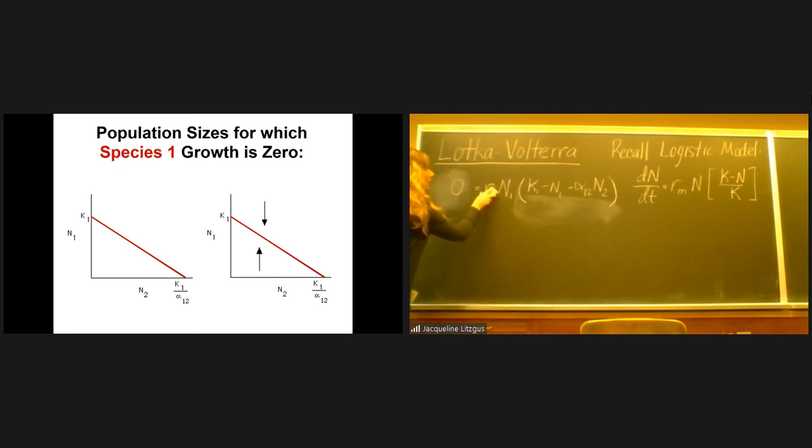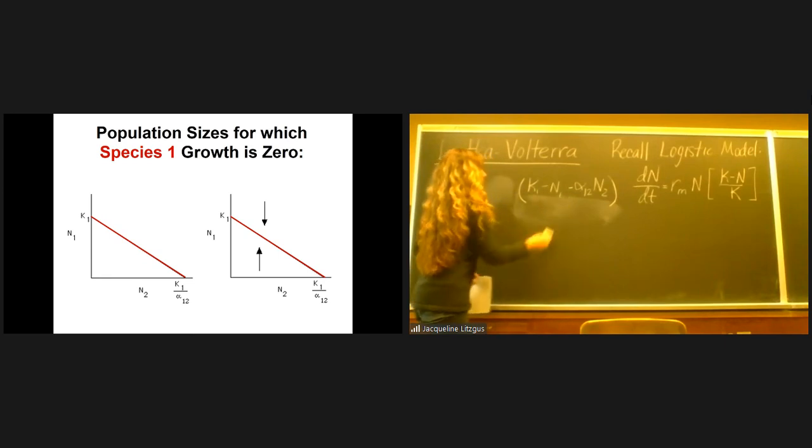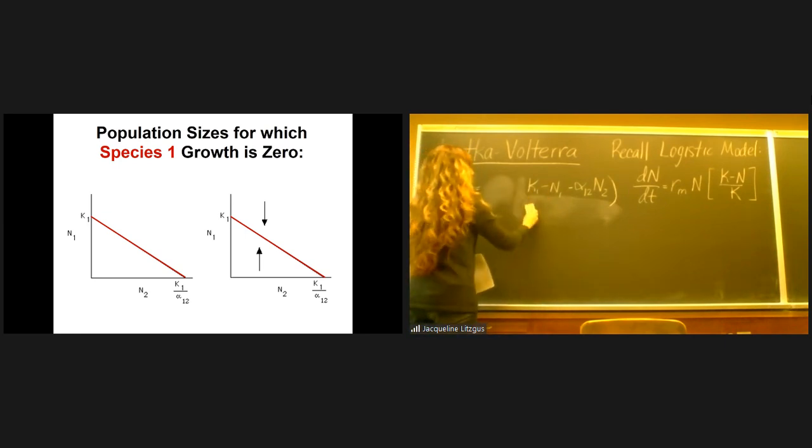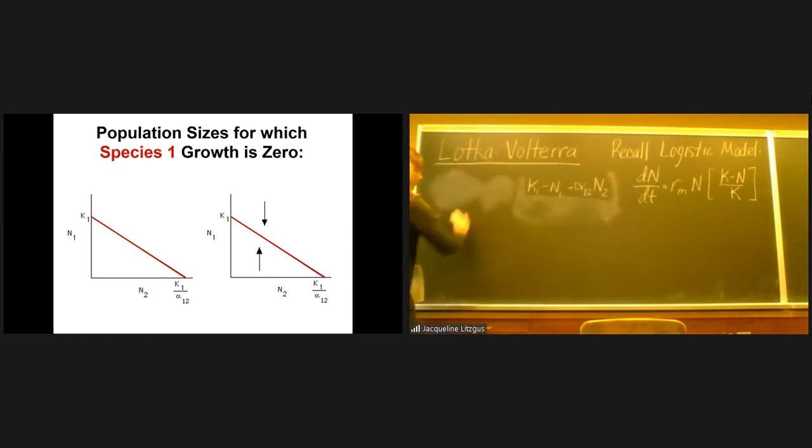So that means that it's not these parts that equal 0. It's got to be the part that's in the parentheses, okay? That has to be the part of the equation that's equal to zero. So that's the ecologically interesting part of it, the part that's in the parentheses. So we want to find out the population size for species 1 when population growth is zero. So what we want to solve for is N1, right? We want to solve for population size of species 1, okay? So we can take off the parentheses now because we're just dealing with this part.